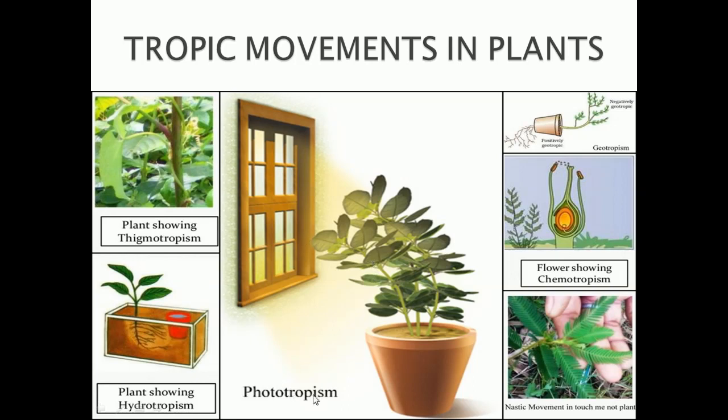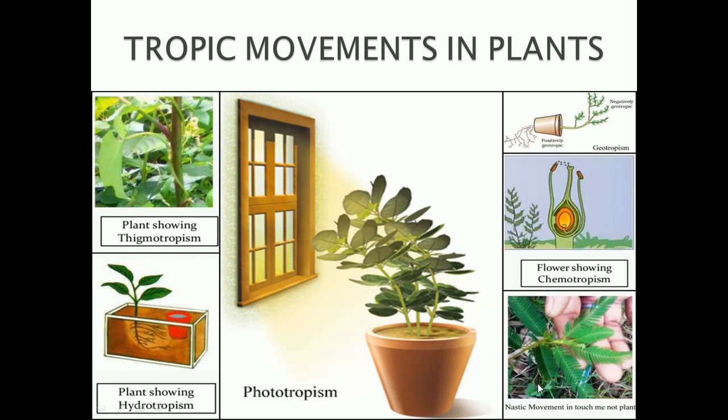This is called phototropism. And here you can see geotropism. Geotropism means the shoot part will grow upwards, while at the same time the root will grow downward due to the gravitational pull of the earth. That is called geotropism. And here you can see chemotropism, the growth of the pollen tube towards the ovule.